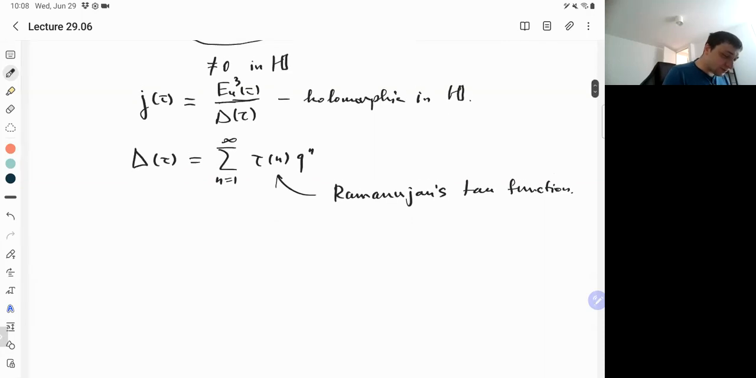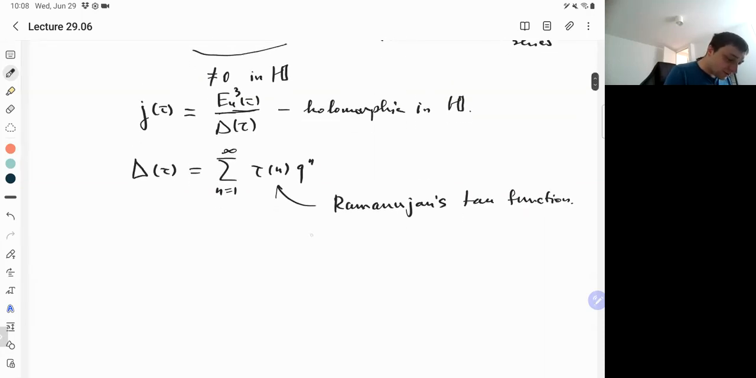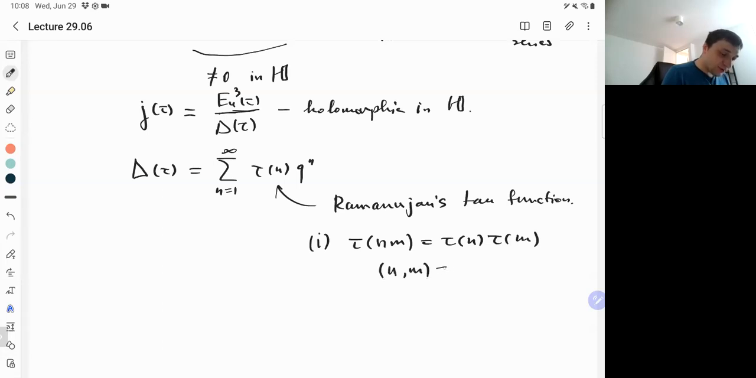And Ramanujan famously conjectured, although to him it was probably as good as a given fact, two properties of this function, which are surprisingly deep. First of all, it's a so-called multiplicative function. For any two integers which are coprime, the value at the product is equal to the product of the values.